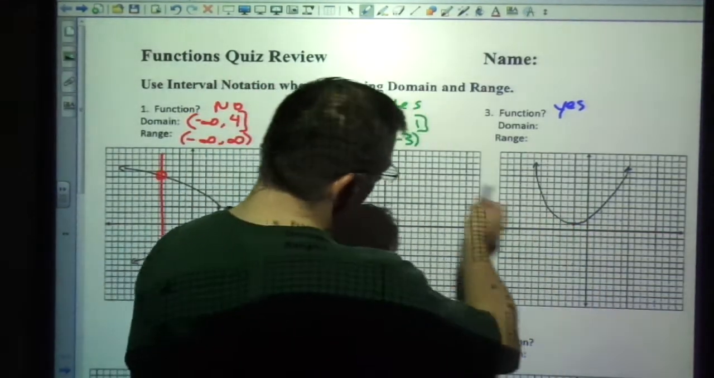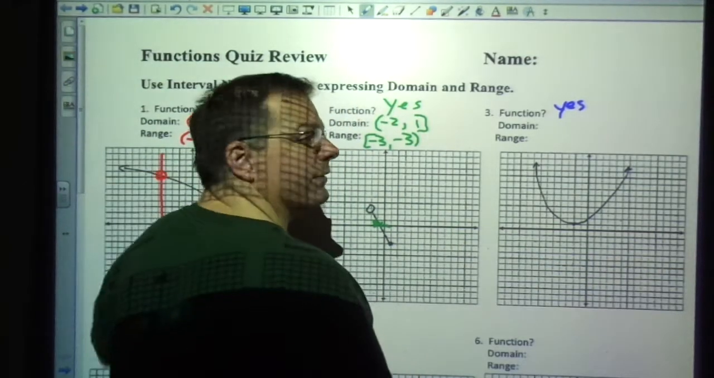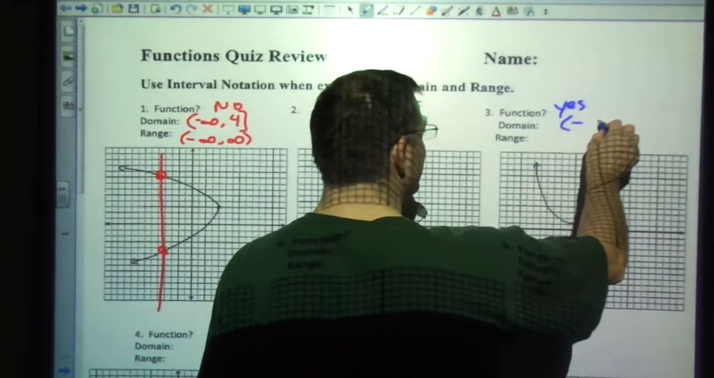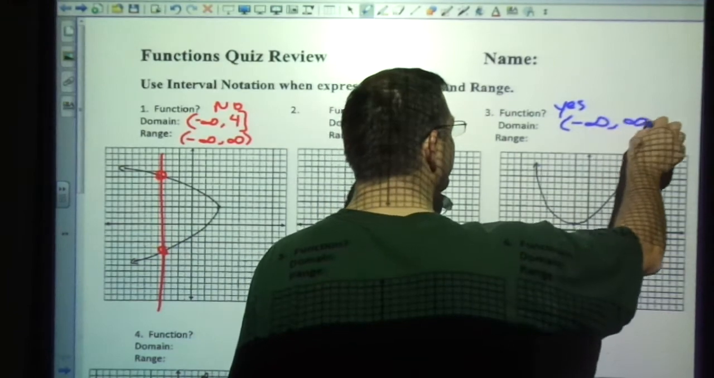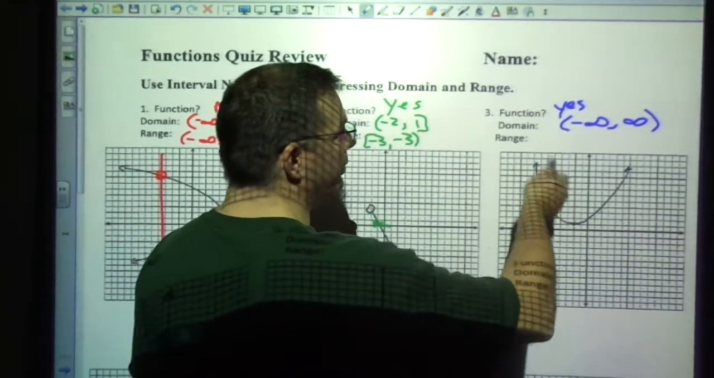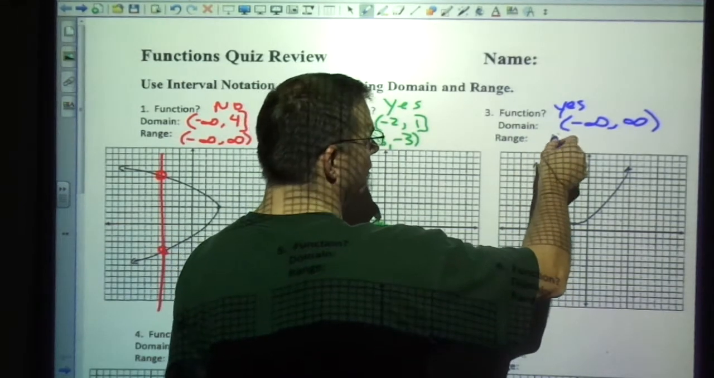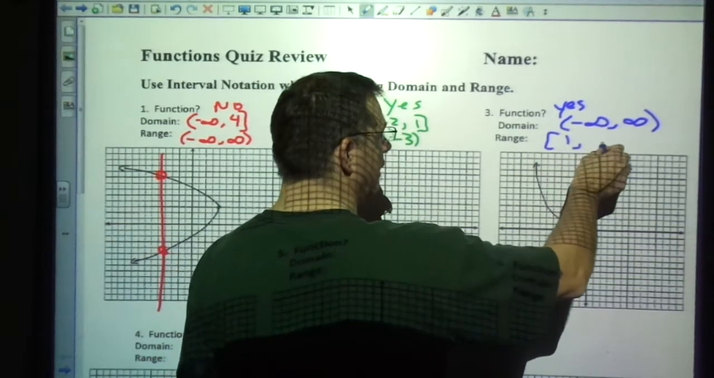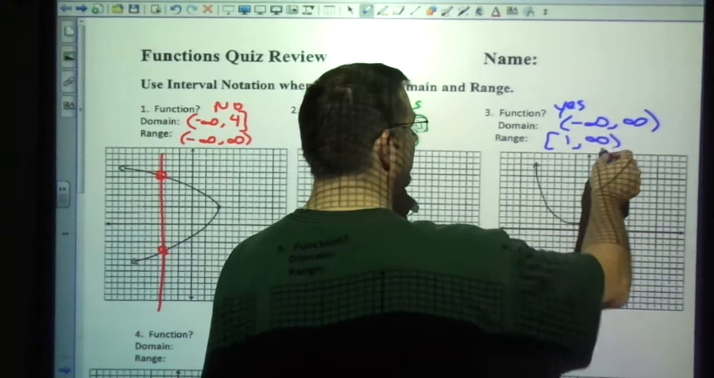Domain, is it going left? Is it going right? It's going all the way left and all the way right, so this is all reals, negative infinity to positive infinity. And the range goes from 1 up. So we're going to go closed from 1 up to positive infinity.